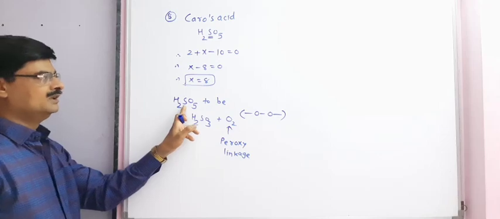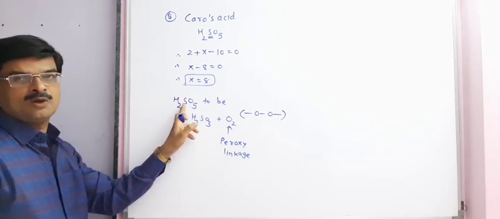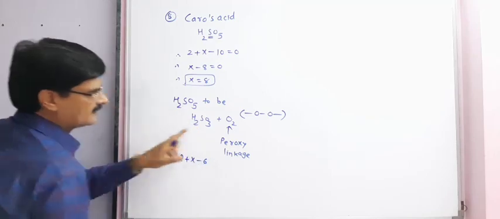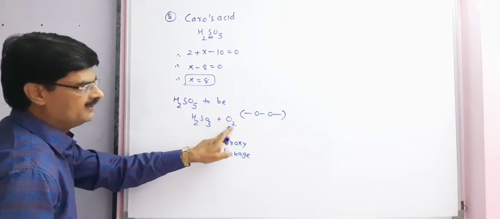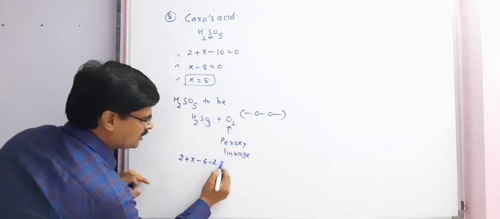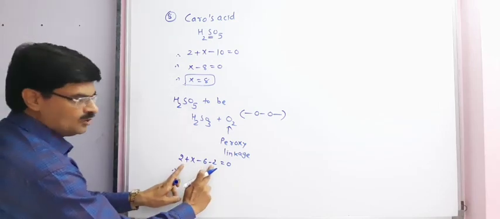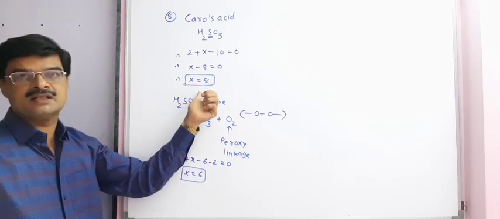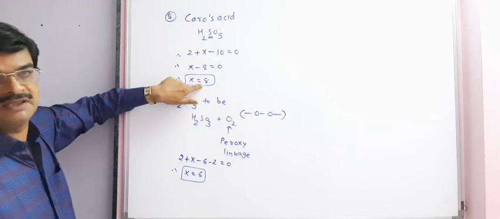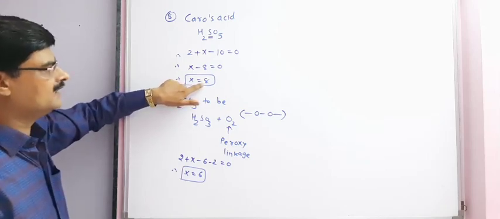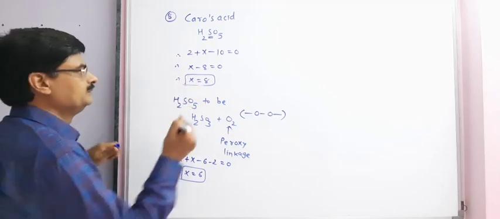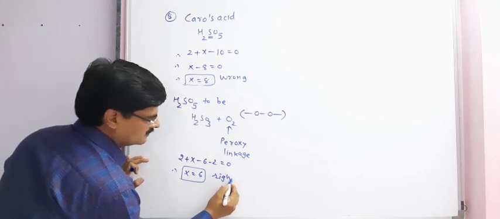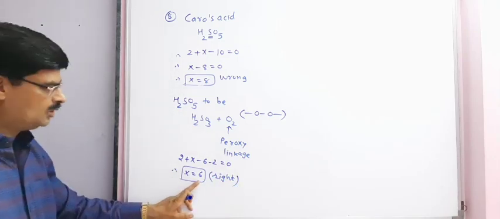Now we can find the actual oxidation state of sulfur in H2SO5. H2SO3: 2 plus X minus 6. And here for each peroxy oxygen we will take only minus 1, so minus 2 is equal to 0. Therefore, minus 2 plus 2 cancel, and we get X is equal to 6. So you can understand, if we go by the formula method, the answer comes out to be 8, which is wrong, and this is the right answer. X is equal to 6.